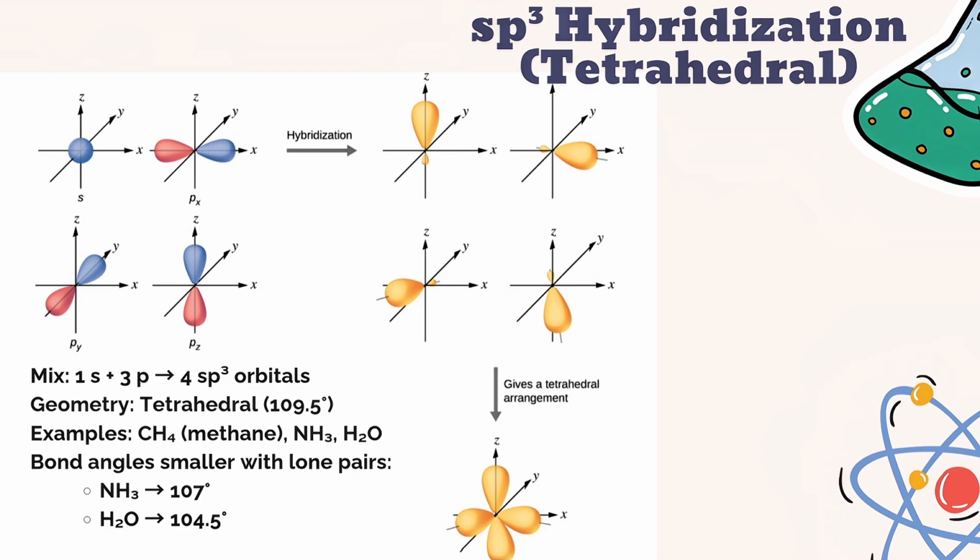In sp3 hybridization, one s and three p orbitals combine to form four equal orbitals. They create a tetrahedral shape. As seen in methane, lone pairs in ammonia and water slightly reduce the bond angles, making them a bit smaller than 109.5 degrees.